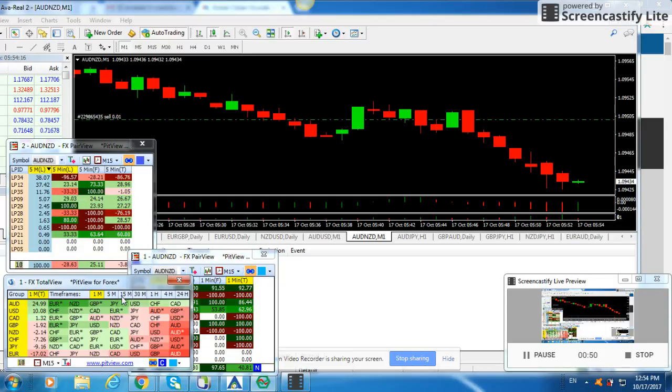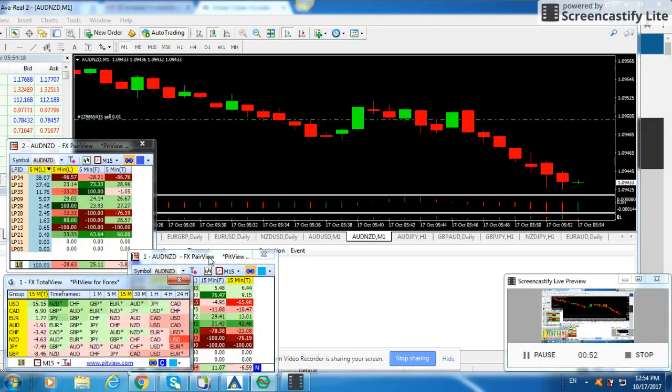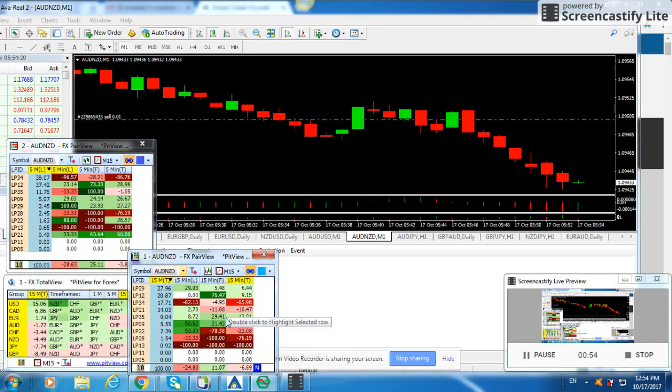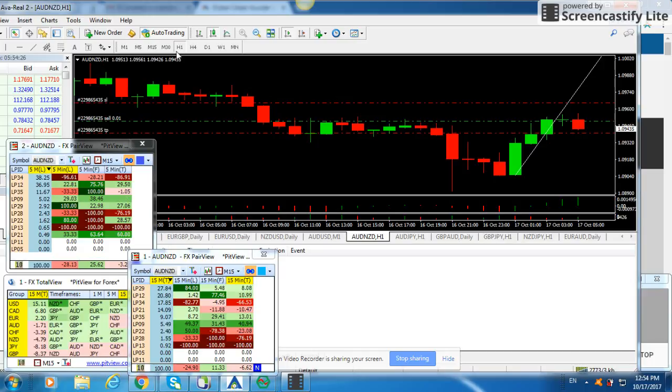And if you want to look at 15 minutes, boom, we can change it there. So the overall trend is down. We've got a trade on for a quick scalp, shorted here, target profit here, going for 10 pips, and it's looking good.